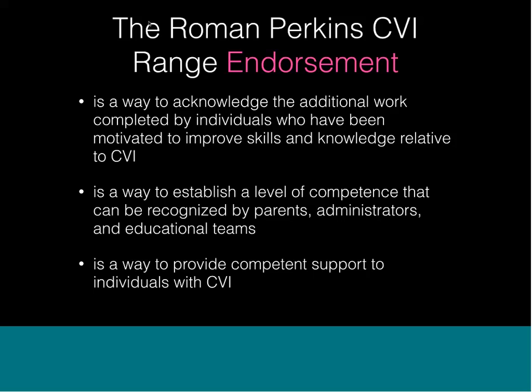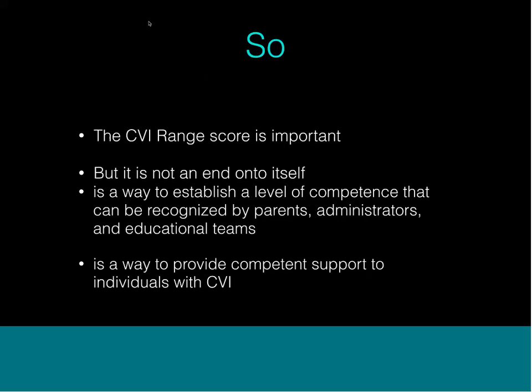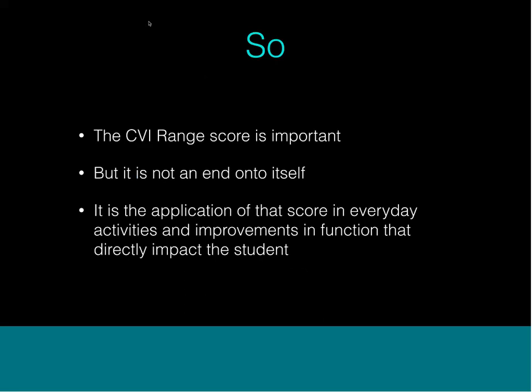And what's the problem there? The problem is CVI is the leading cause of visual impairment in children. Everyone who knows me knows that my mentor, the person I admire so deeply, is Dr. James Jan from Vancouver. And he once told me that for every one child with ocular visual impairment on a caseload, there should be about 2.5 with CVI. That's how many kids there are with CVI. And that was a while ago. So the CVI Range score is important.